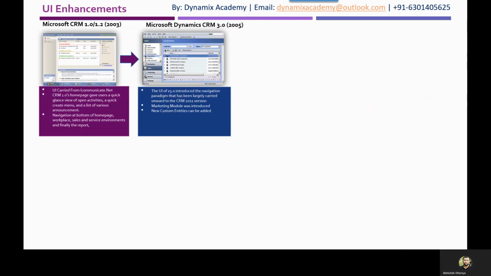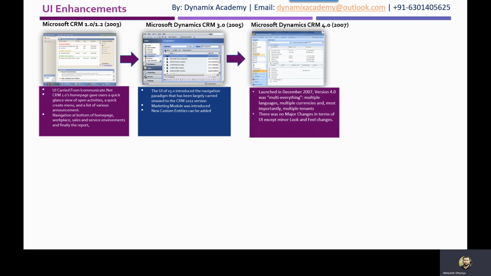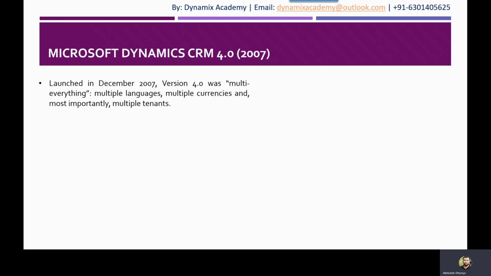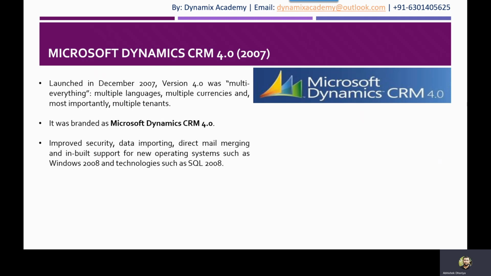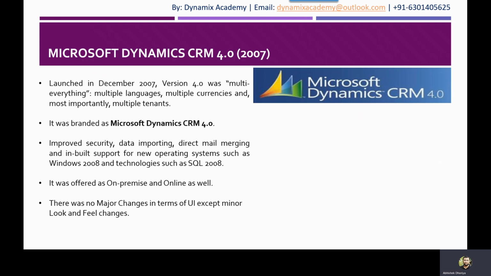after CRM 3.0, in the year 2007, Microsoft launched Microsoft Dynamics CRM 4.0. Launched in December 2007, version 4.0 was multi-everything: multiple languages, multiple currencies, and most importantly, multiple tenants. So it was branded as Microsoft Dynamics CRM 4.0. It improved security, data importing, direct mail merging, and had inbuilt support for new operating systems such as Windows 2008 and technologies such as SQL 2008. It was offered as on-premise as well as online. And there were no major changes in terms of UI except some minor look and feel changes.